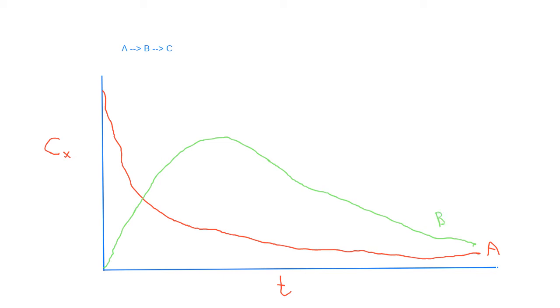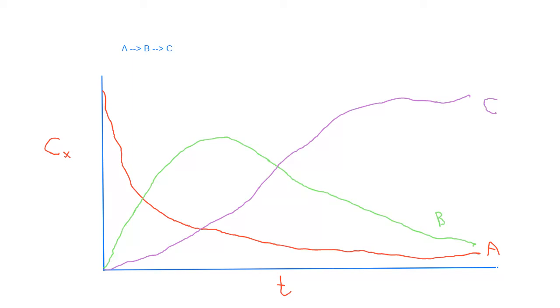And then, of course, now we look at C. C will not be much at the beginning. It will slowly increase, and eventually you'll only have C in your reactor.